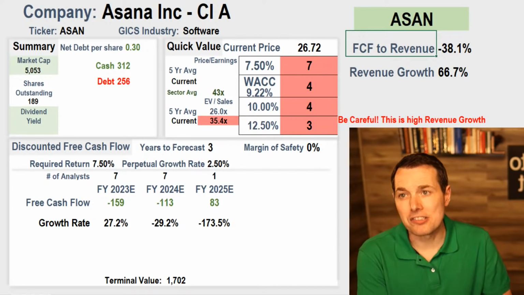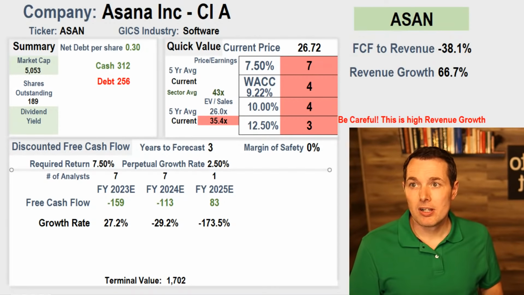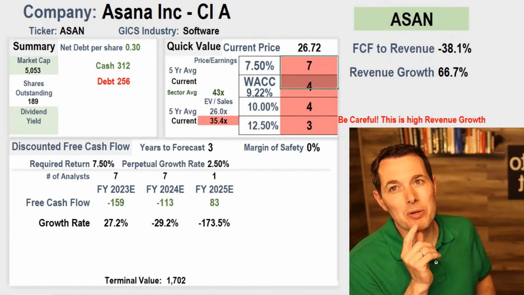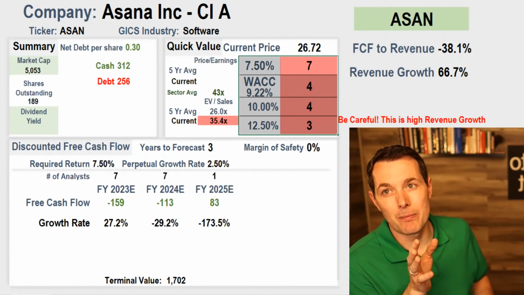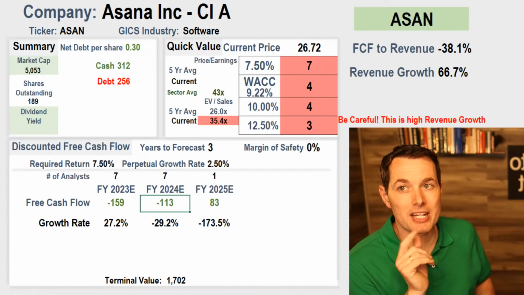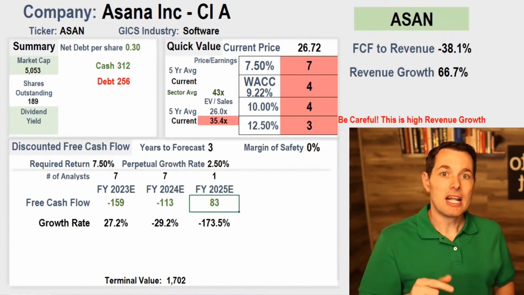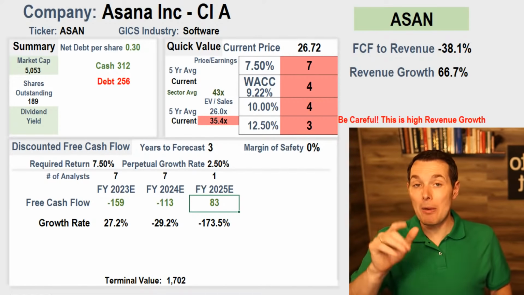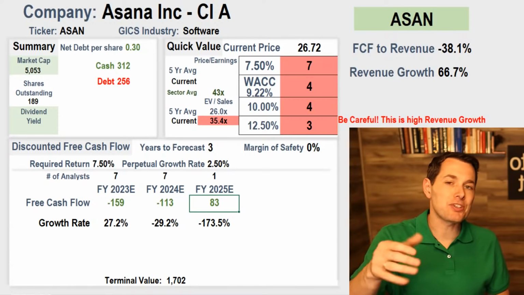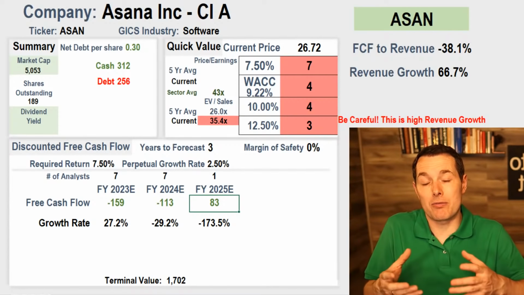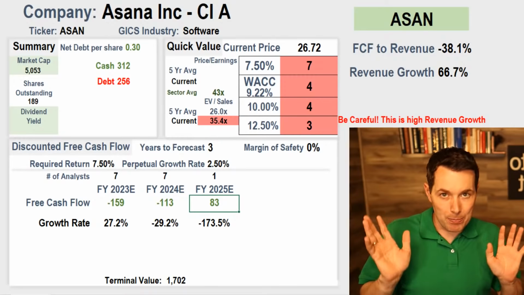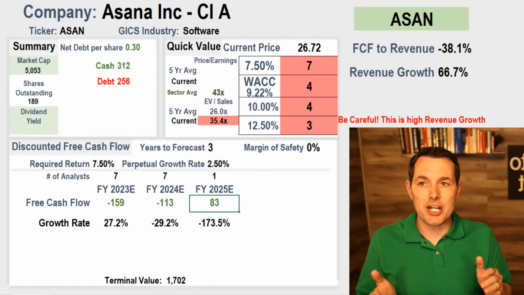Asana. Okay, so we've got a couple analysts. Now this one is probably a bit small to be doing. I wouldn't be totally turned off by this right now, and I'm saying that because negative 159 in free cash flow, negative 113, 83. If I was researching this stock, I would actually start with analyst estimates. Granted, it's only one at that point, but let's pretend we trust those people for now. We've done our research and we say, okay, those seem like reasonable numbers. They're about to go positive in, hypothetically, 2025 for free cash flow.